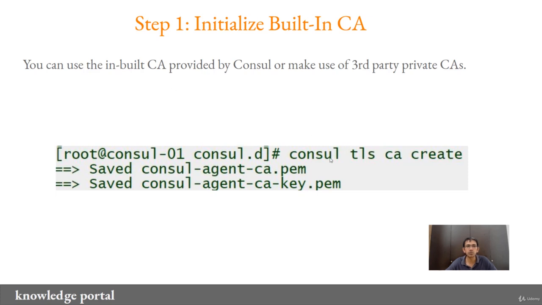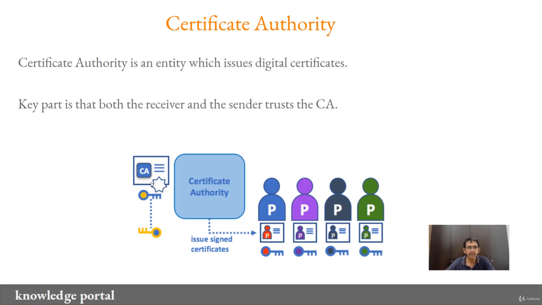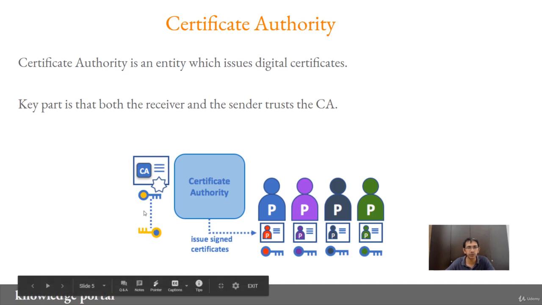The command to go ahead and generate the CA certificate and the CA key is consul tls ca create. So in the output you get the CA certificate and the CA key. This is nothing but the CA certificate and the CA key that you see over here.